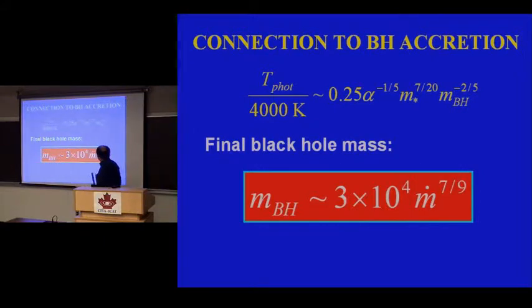You can turn that into an expression in terms of the infall rate. It's about 30,000 solar masses times the infall rate to the 7/9 power, very roughly. So you can get black holes of a few tens of thousands to maybe 100,000 solar masses for this process, which is a pretty good start for a supermassive black hole.